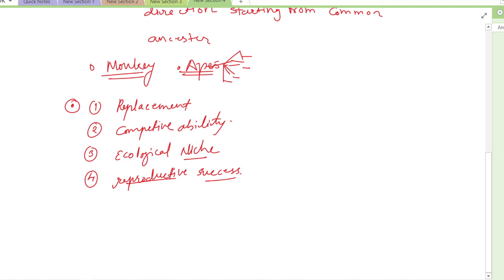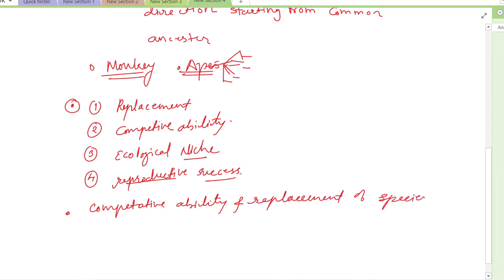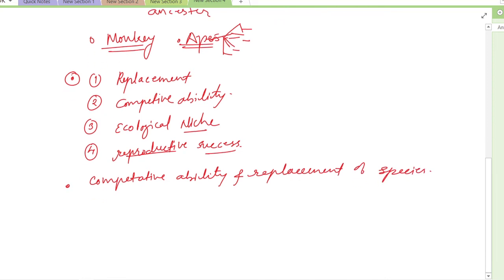Therefore, Gause's law explains competitive ability and replacement of species. So this talks about competitive ability and replacement of species.